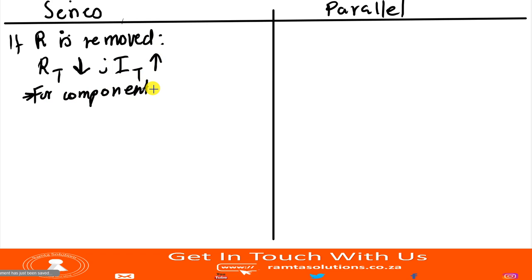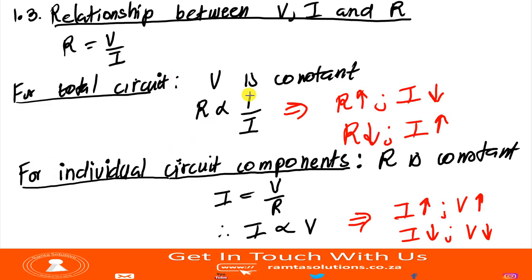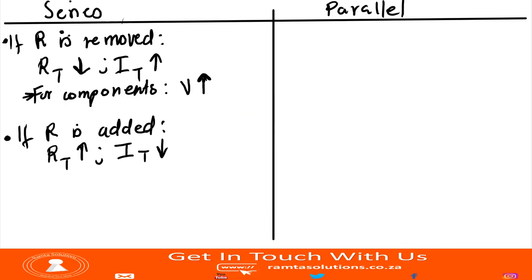For components, what does it mean? It means potential difference will decrease. Okay. Now, what if R is added? When R is added, meaning resistance, total resistance is increased. What happens when total resistance is increased? This means total resistance of the circuit increases. What does this mean? This means total current will decrease. Remember, these guys have an indirect relationship.